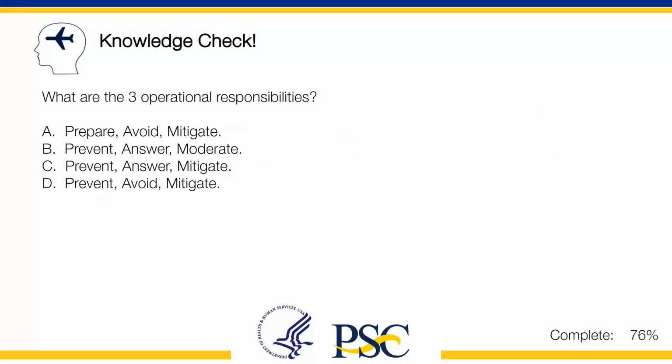What are the 3 operational responsibilities? A. Prepare, avoid, mitigate. B. Prevent, answer, moderate. C. Prevent, answer, mitigate. D. Prevent, avoid, mitigate. Click pause.